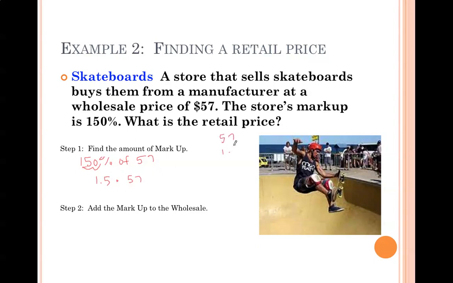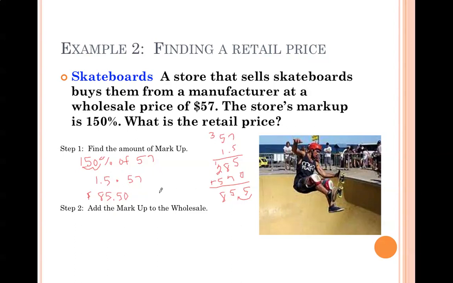57 times 1.5. 7 times 5 is 35. 5 times 5 is 25, plus our 3 is 28. 1 times 7 is 7, 1 times 5 is 5. Then add these up. Gives me 5, 15, carry the 1. 7 plus 1 is 8. And then move it 1 decimal. So my markup is $85.50.